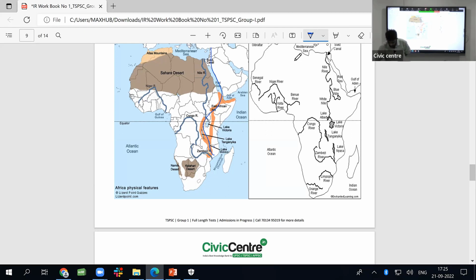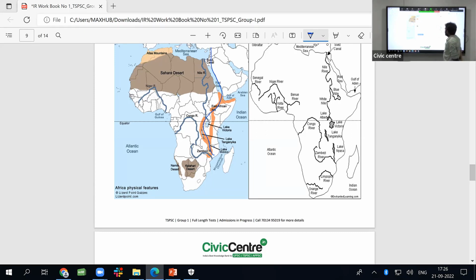Now see, Namibia, Botswana, Lesotho, Swaziland, South Africa. So this Lesotho is located within South Africa. Swaziland shares border with how many nations? Mozambique? Yes. And South Africa.